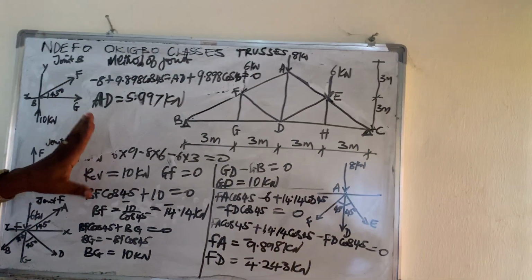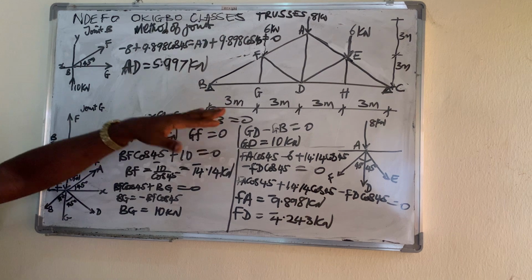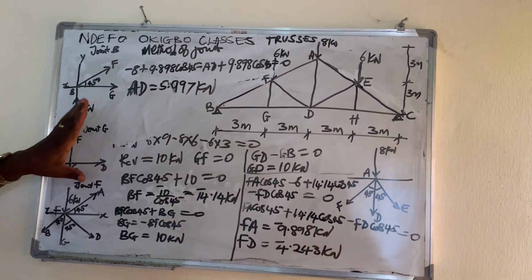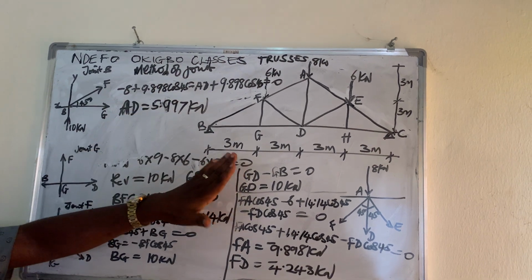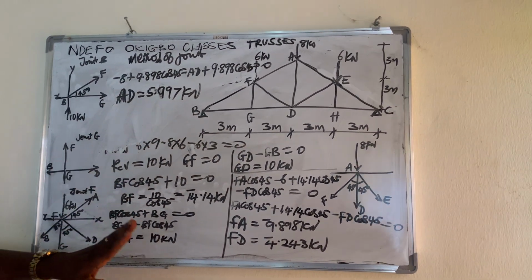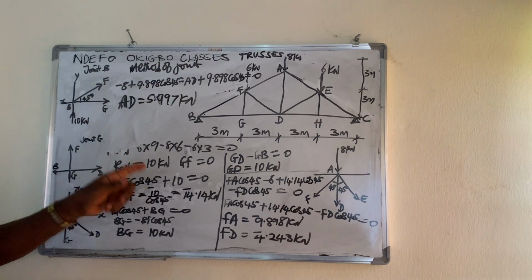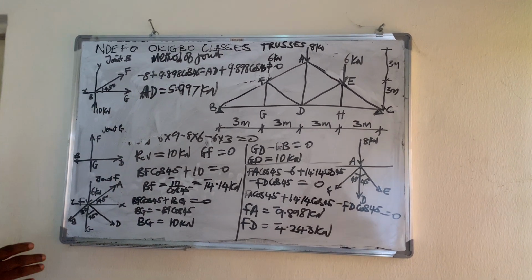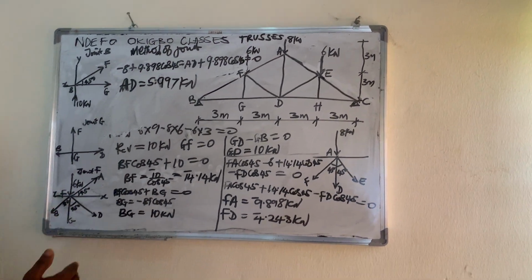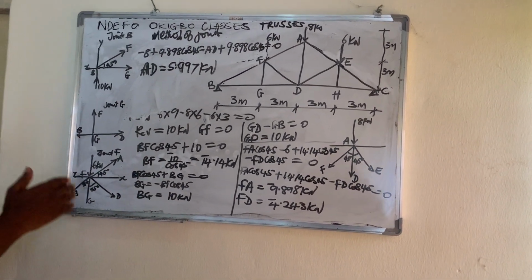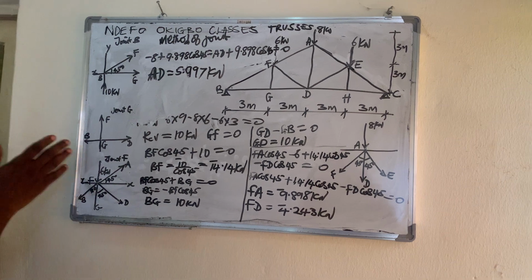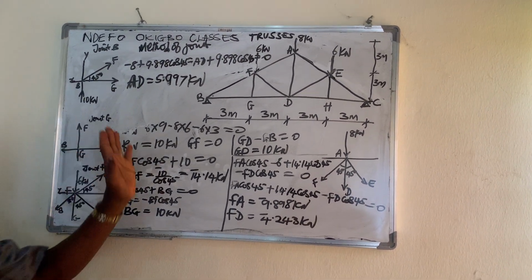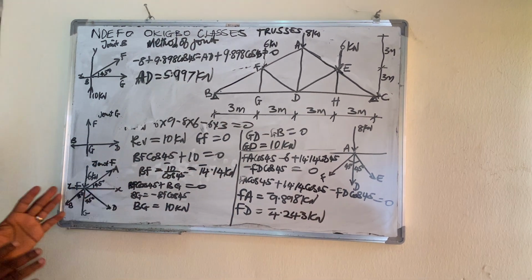We've gotten all the forces in the truss. We were able to get the reactions, and using the method of joints, we were able to get the forces in the members. You get the reactions, divide the truss into joints, and starting from the joint of the reaction, you resolve forces both vertically and horizontally. You will be able to get the forces in all the members by the method of joints.